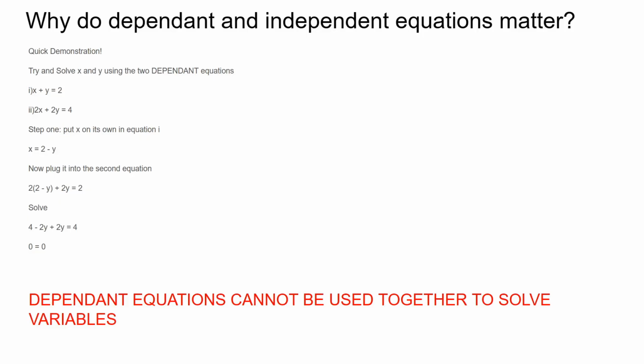Why do dependent and independent equations matter? So, for a quick demonstration, try and solve x and y using the two dependent equations. So, step 1, put x on its own in equation 1. Now plug it into the second equation, and when you solve it, it'll equal 0. So, dependent equations cannot be used together to solve variables.